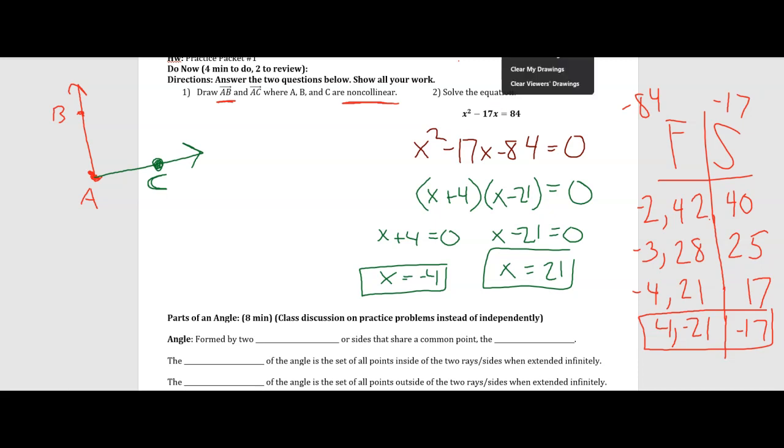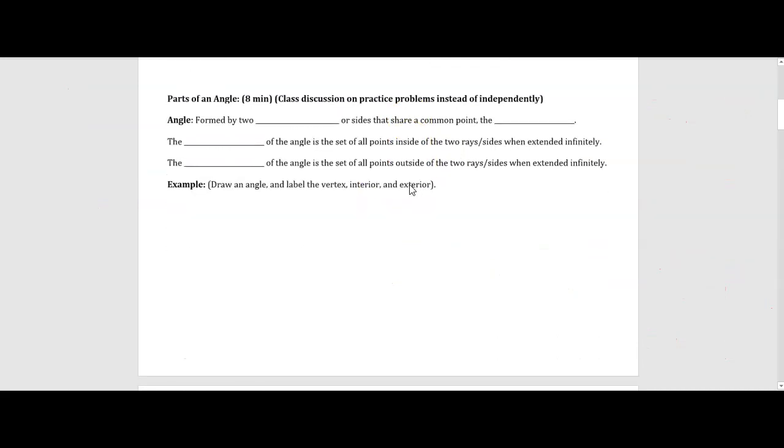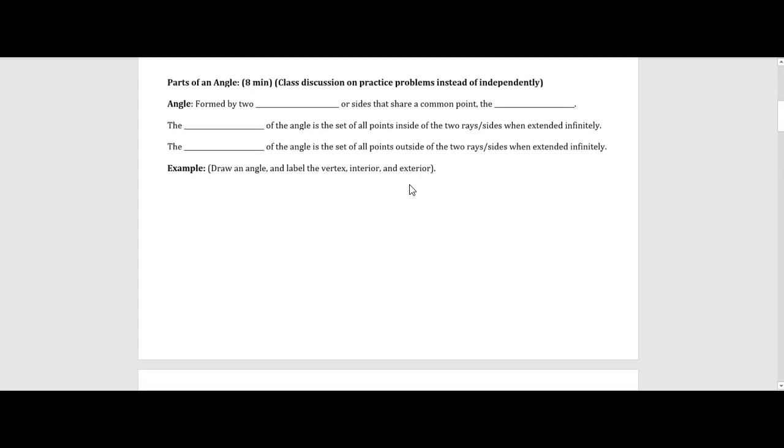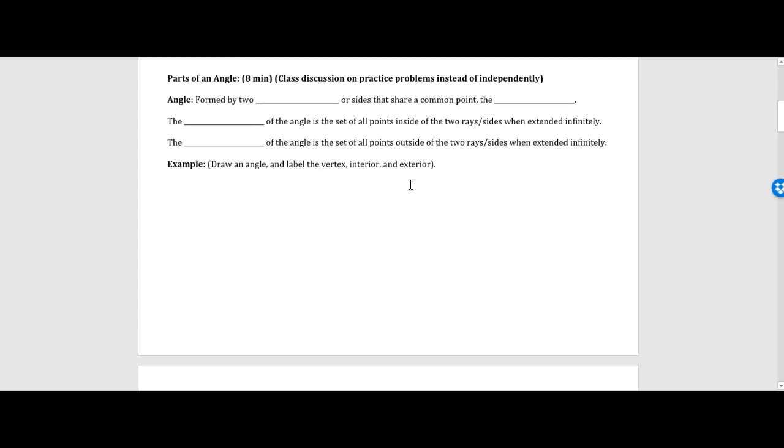Okay, let's start talking about some angles. Again, we're going to start with the very basic building blocks of angles. An angle is formed by two rays or sides that share a common point. So two rays. That point is going to be called the vertex.